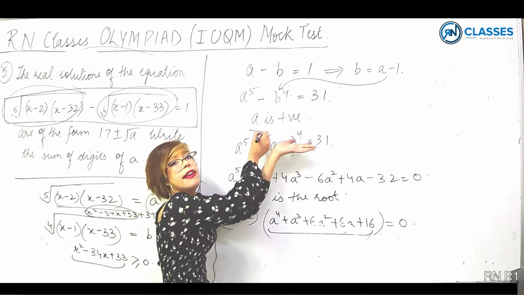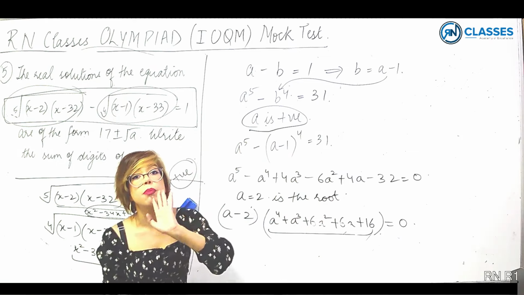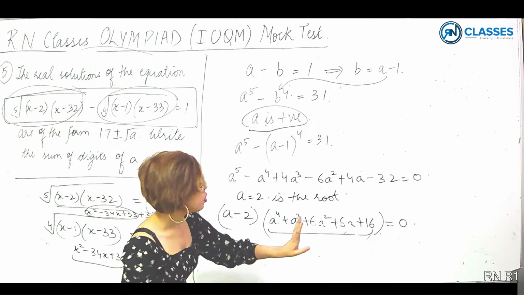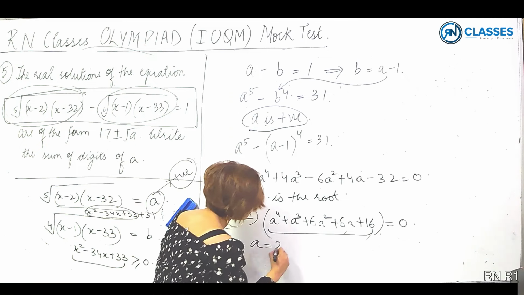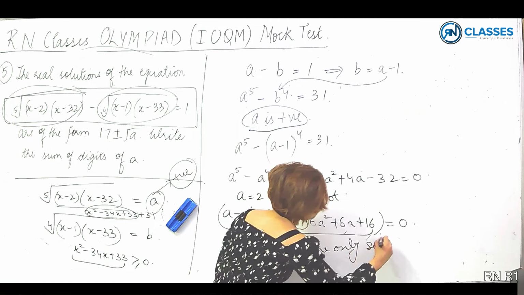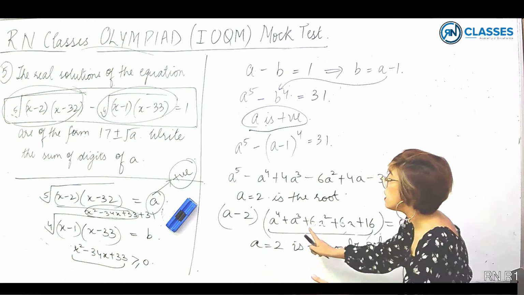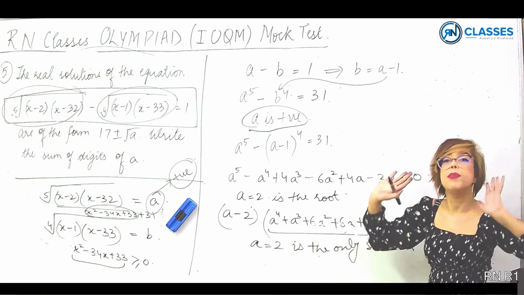Yes, what did you say? Like it is positive, right? So from here you will not get any positive solutions. So a is equal to 2 is the only solution possible. Right? You establish that a is positive, and from here it cannot come, that means a is equal to 2 is the only possible solution.